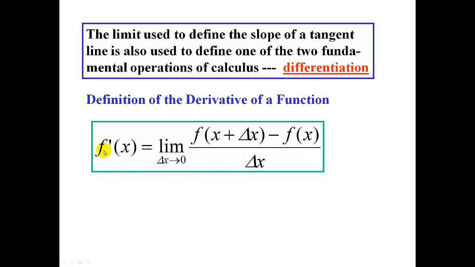The derivative, which we're going to call f prime of x, is equal to the limit as delta x approaches 0 of f of x plus delta x minus f of x, that's y2 minus y1, all over delta x, which is the difference between the two x coordinates, x2 minus x1, where delta x is being brought closer and closer to 0. And this is again read f prime of x.